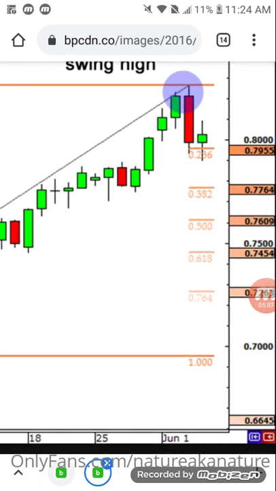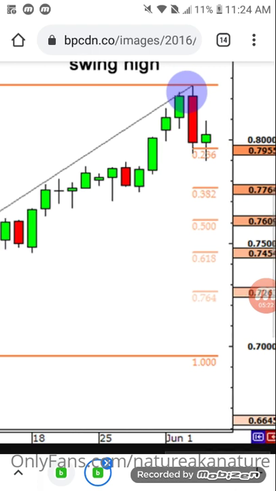horizontal lines. These are the Fibonacci retracement levels. You have 23.6, 38.2, 50, we'll explain, 61.8, and 76.4. And then it has 100 at the bottom.